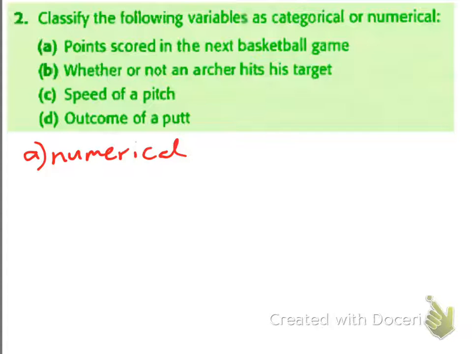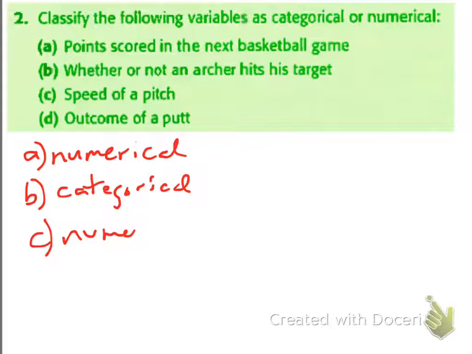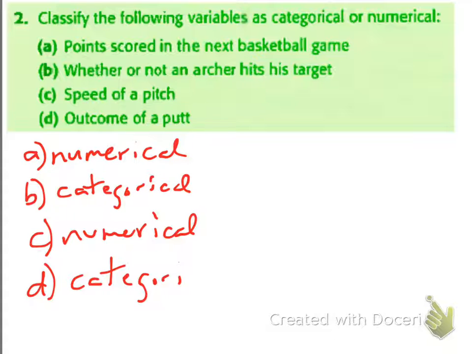Whether or not an archer hits his target. That is categorical, because the result is either hit or miss. Speed of a pitch, numerical. Miles per hour. So you're talking 95 miles an hour, 89 miles an hour, and so forth. Outcome of a putt, categorical. You either make the putt or miss the putt. There's no numbers involved there.